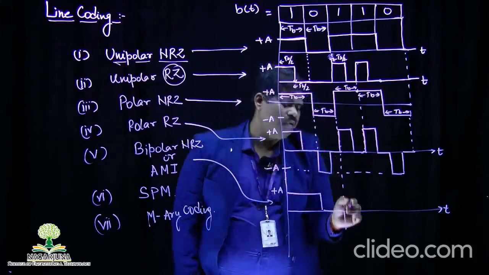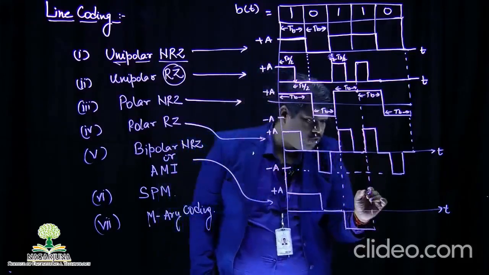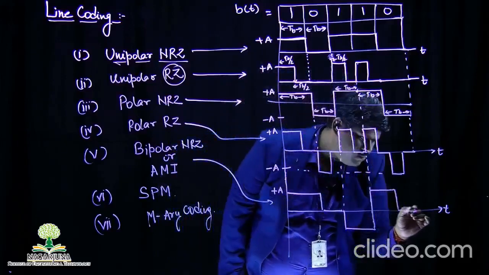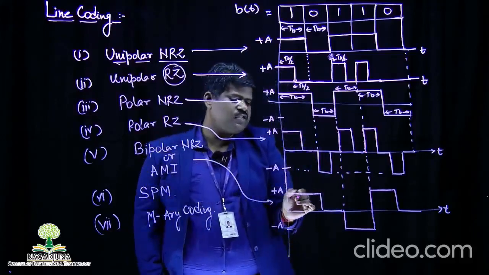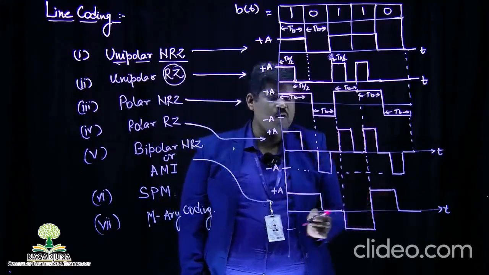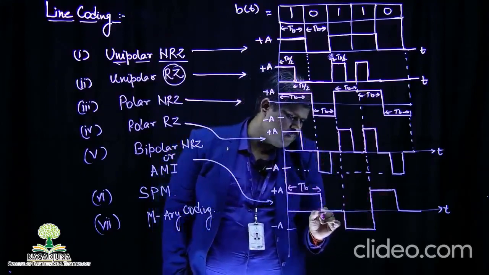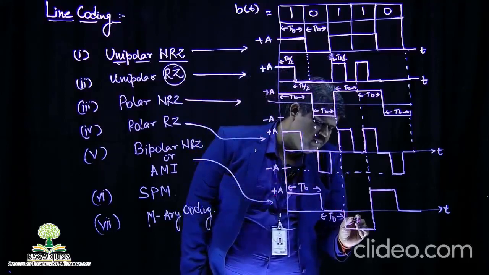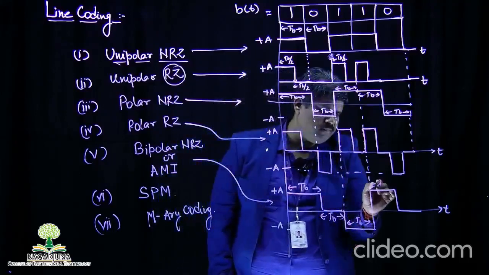So for the next one, it will become minus A. Again, for the next one, it will become positive. Very good. Then it will become 0. Here you can check that for the first one it was plus A, for the next one it was minus A, and then again for the next one it was plus A, for the whole bit interval. This is called alternate mark inversion or bipolar NRZ. It's very much simple. No need to learn anything. You just follow the nomenclature. Everything is written in the nomenclature only.